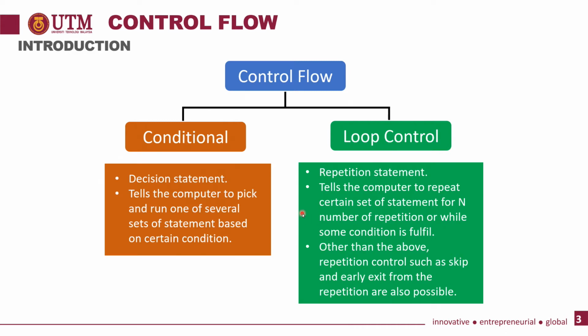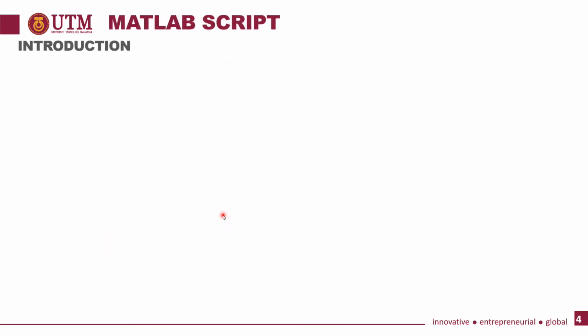So those are the differences between conditional and loop control. Loop control has a repetition statement, but conditional control flow tells the computer to only run one condition based on a certain condition. All right. Before we proceed with this chapter, I will show you how to create a MATLAB script inside MATLAB.